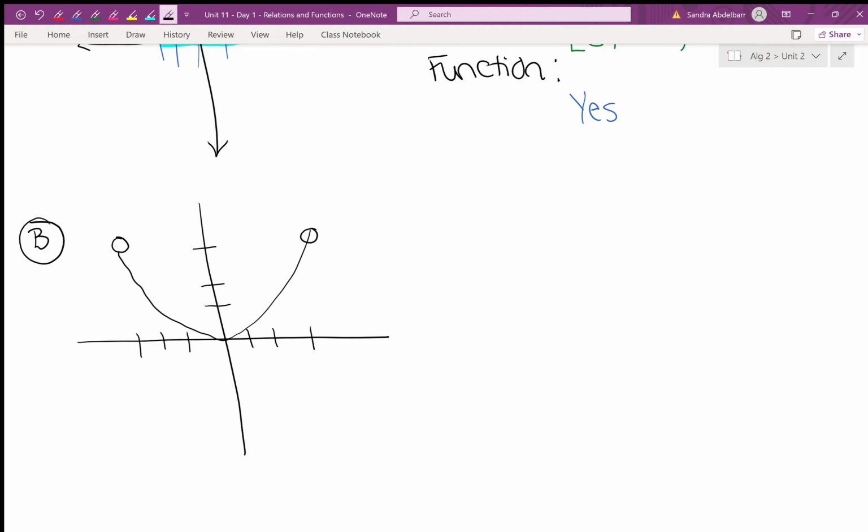Okay, so domain. Where do we look for our domain? From left to right. My furthest point left is negative 3, and then I'm going all the way to the right. My furthest point is positive 3. So we're looking on the x-axis. We go from negative 3 to positive 3. Are they included? No, because they're open circles.